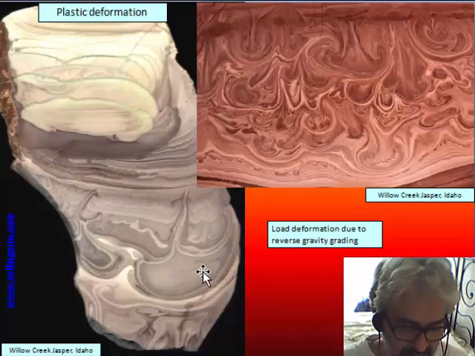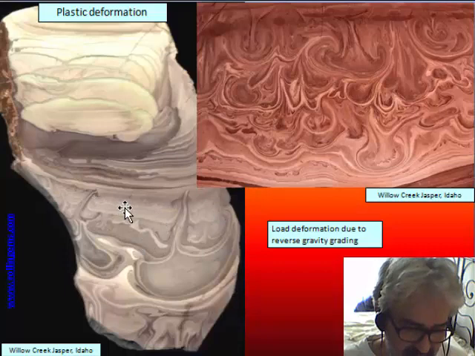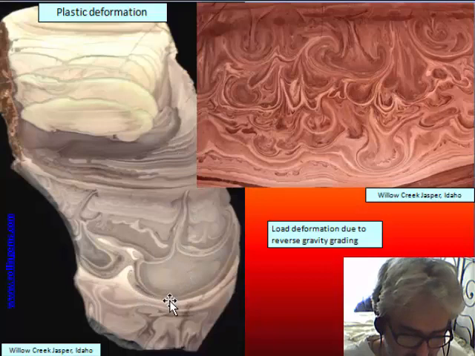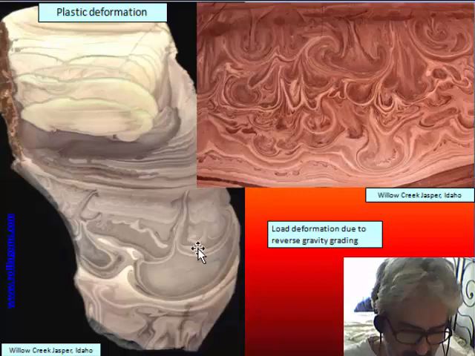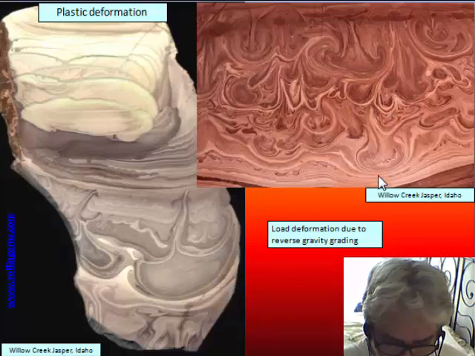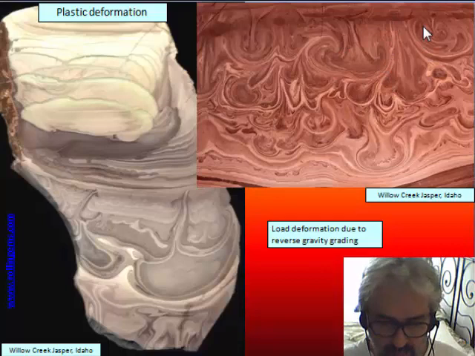So the density of this jasper is lighter than the upper portion. So the lower is more plastic and this is more rigid. So the load of this portion pushes down, and the lower jasper pushes up. So the lower jasper makes a kind of flame toward the top, and the more dense material makes lobes going downward. Also in this specimen we can see lobes going toward the base and flame pushing up toward the top of the specimen.